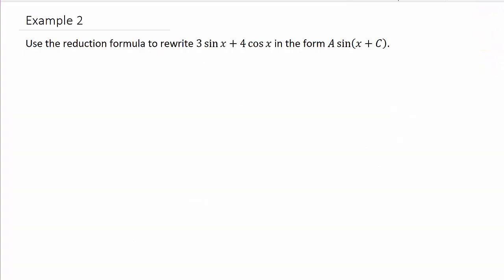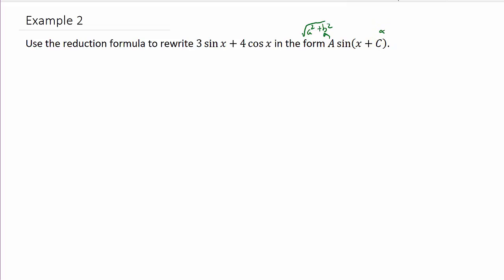Alright, so example 2. It says use the reduction formula to rewrite 3 sine x plus 4 cosine x in the form A sine x plus C. Now, the directions say A sine x plus C, and in the formula that we just looked at, this A was your square root of a squared plus b squared, and the C was alpha. It doesn't matter what they use, but just know that A is this whole thing here, and C is alpha.